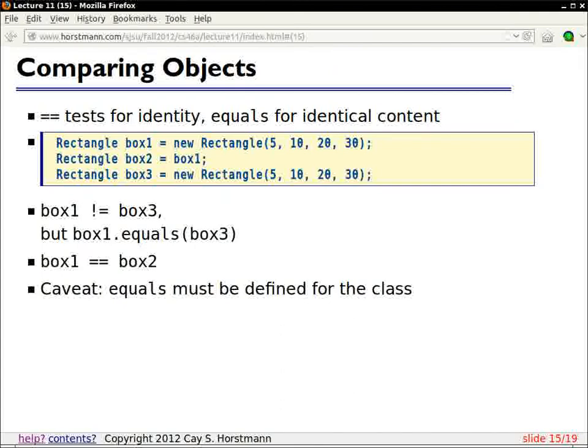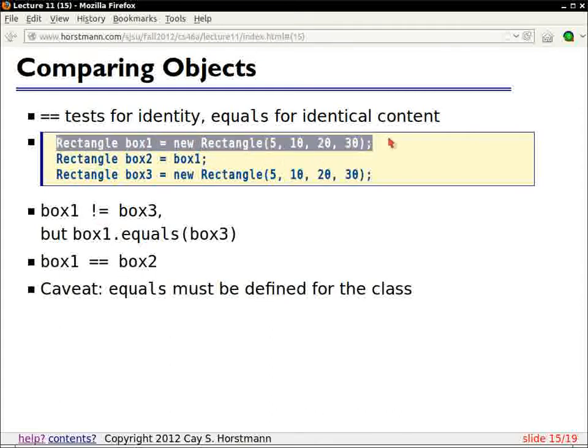Okay, comparing objects. We're not really going to do it, so I'm not really going to say too much about it. If you have two objects, like if you had two rectangles, and you wanted to know whether they contain the same stuff, then you would still want to use equals. So let me demonstrate this here.